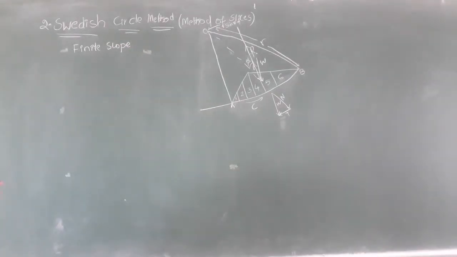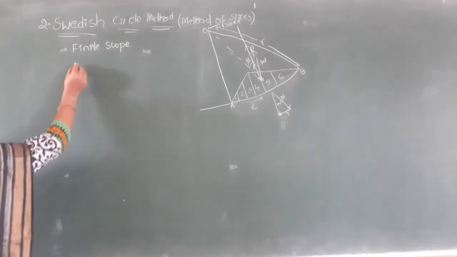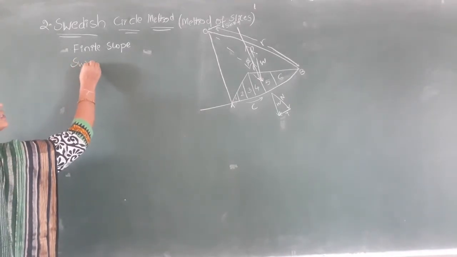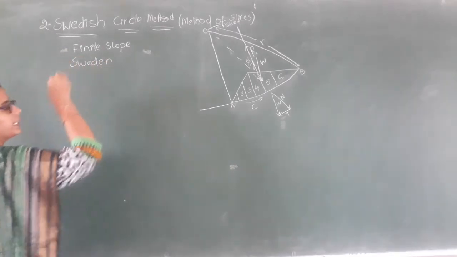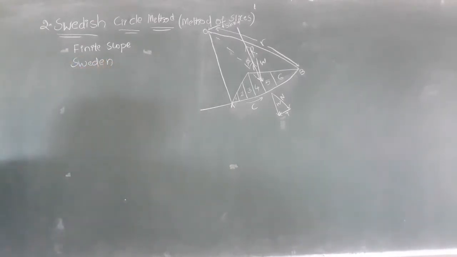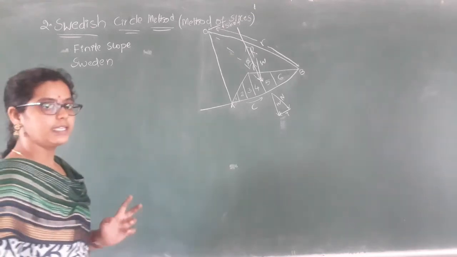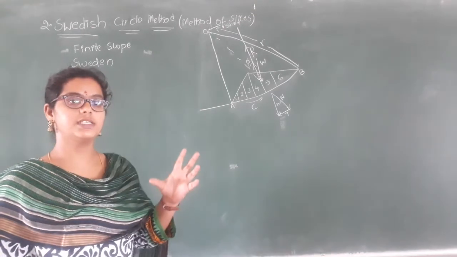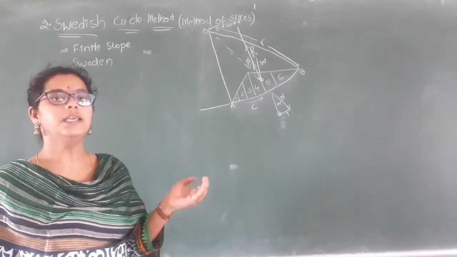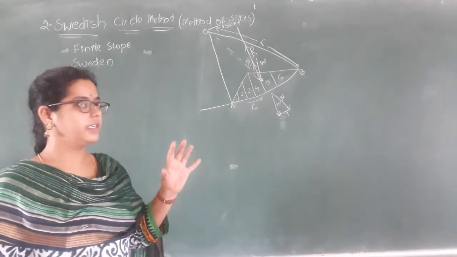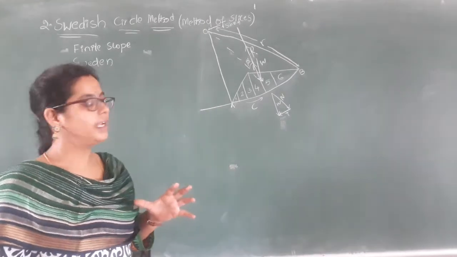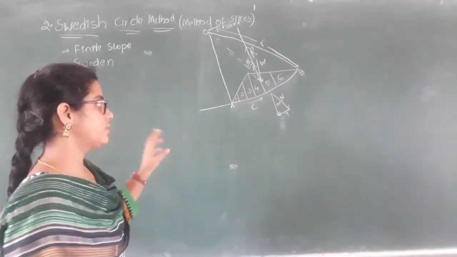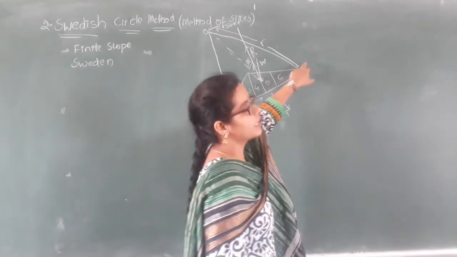Right? So as the analysis was developed in the country Sweden, it is named the Swedish circle method. So why is it called circle? Normally in reality the failure surface may not be a circle, it may be some irregular, curvilinear path. But in this method we are assuming the slip surface to be circular.